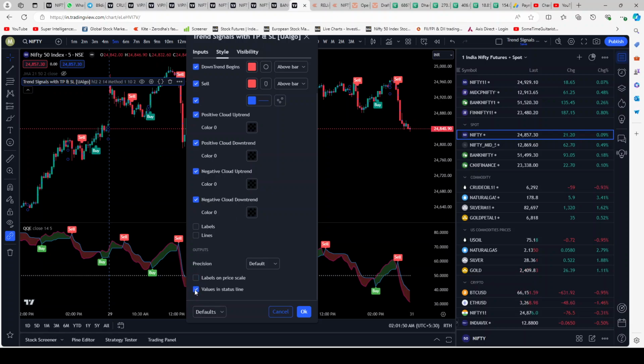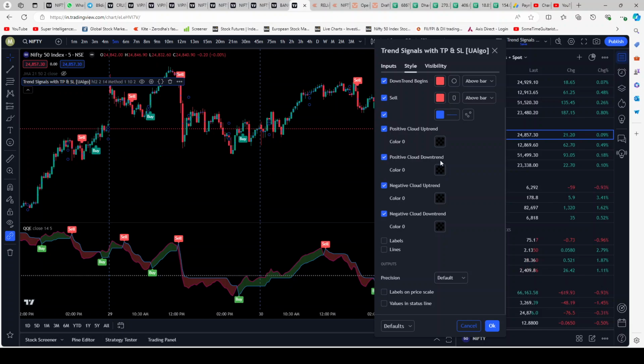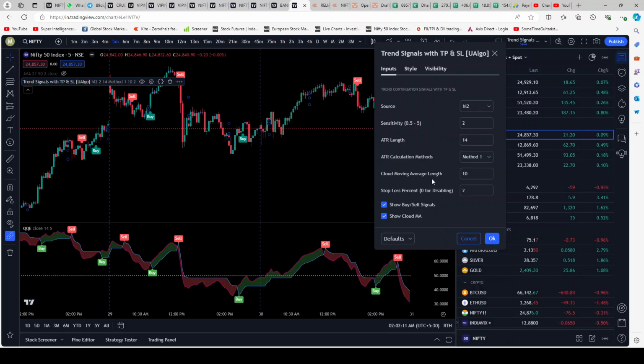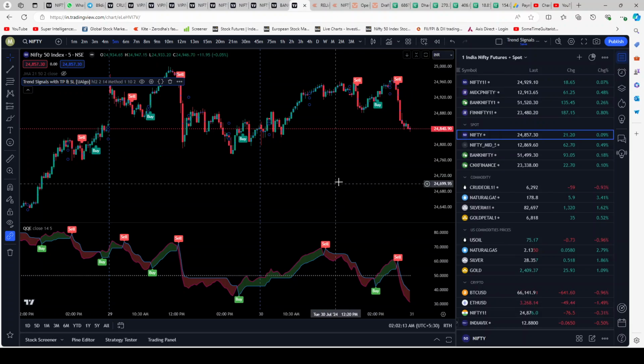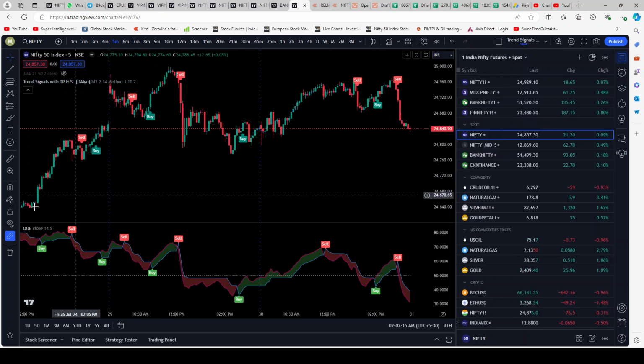You can actually get rid of these bottom 2 lines also and save this as default. So whenever you try to use this indicator, it will come up the way it's currently coming up. We have just got rid of these positive clouds and all of that. We have made the value from 10 to 0. Lines and labels we have got rid of. Labels on the price scale and values in the status line we have gotten rid of. In the input section, we have not changed anything. All right. That is all that we have done.